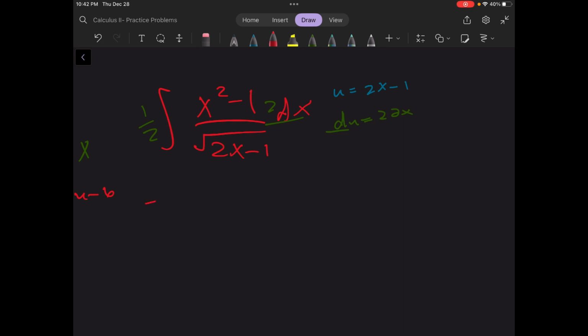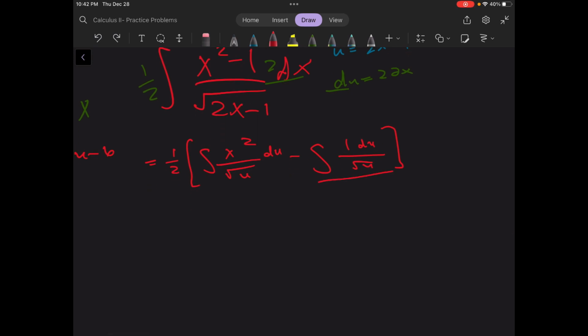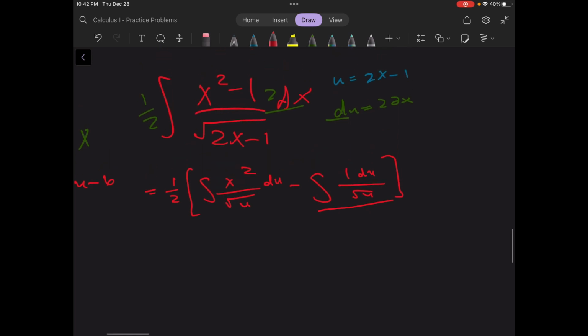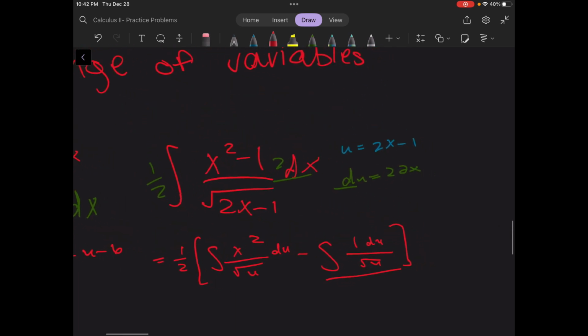So what we could do first is separate it into two functions. Square root of u du we have. And we're going to be subtracting the integral of 1 du over the square root of u. So this second integral is coming from just this -1 right here. And this is taken care of. We could just do a power rule. But this left side, we're going to have to do that change of variables.